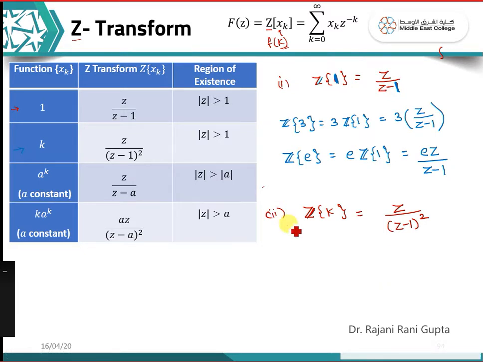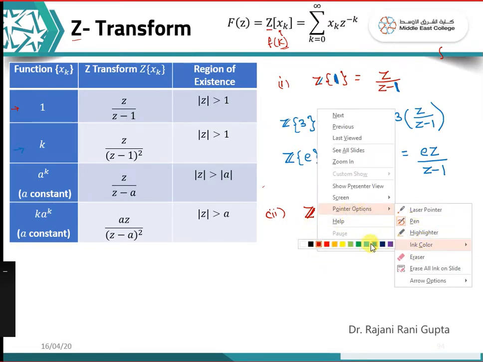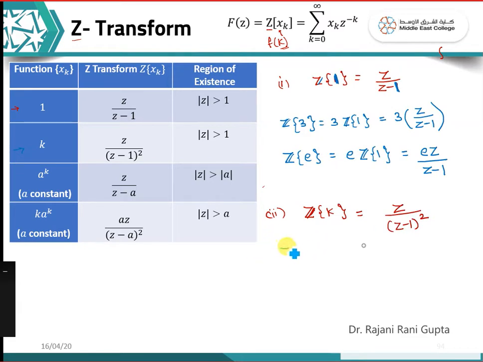So here you can use these rules if you have a scalar multiple. Like suppose you need to find the Z transform of 7k. As 7 is a scalar, similar to other operators, here also you can take the scalar outside. So it will give you 7z over z minus 1 to the power 2. See, this number 1 you cannot change.